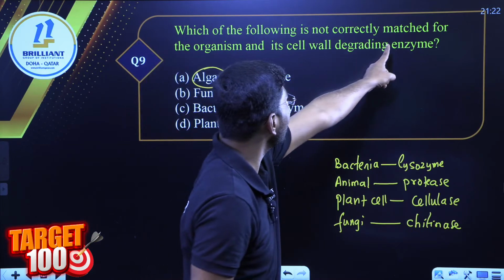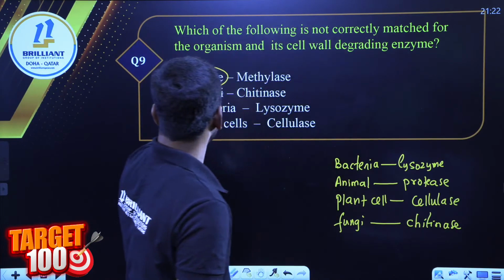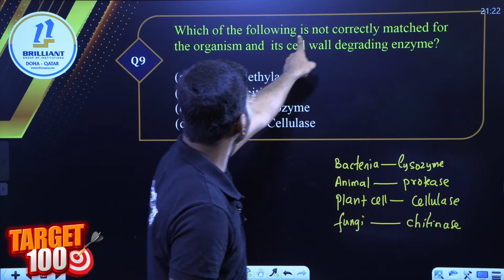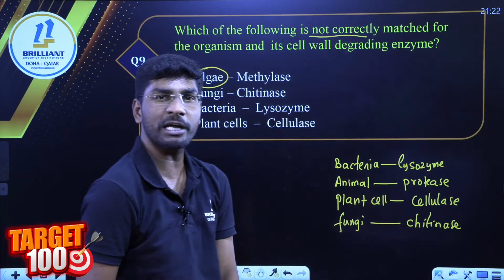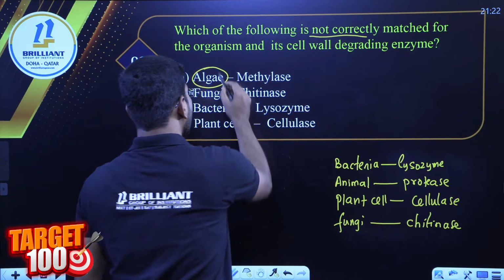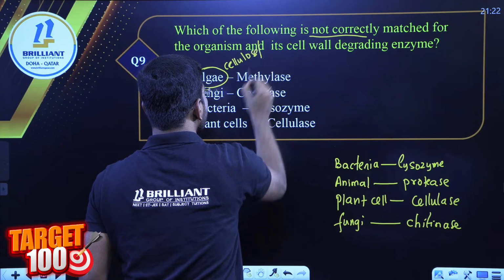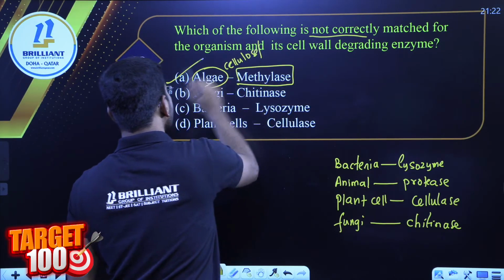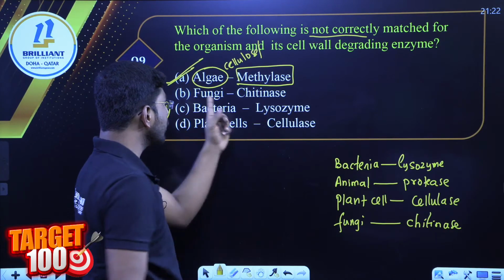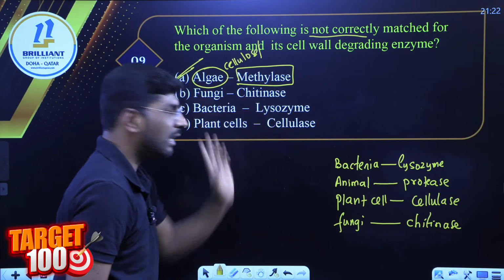But look here, they have given alga, which is a mismatch. Which one is not correctly matched, the mismatched one? Alga. Here it is cellulase or pectinase, so methylase is the wrong answer. Fungi, chitinase; bacteria, lysozyme.